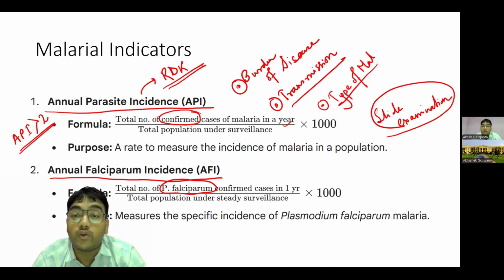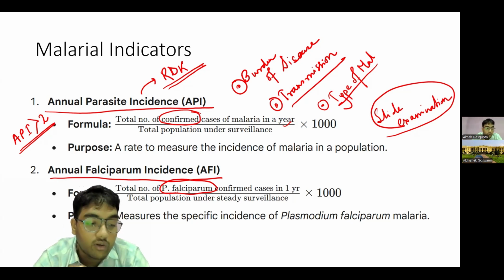So these are the initial programmatic indicators that look at the programmatic effectiveness: when this program is running, whether it is able to reduce this API or not.